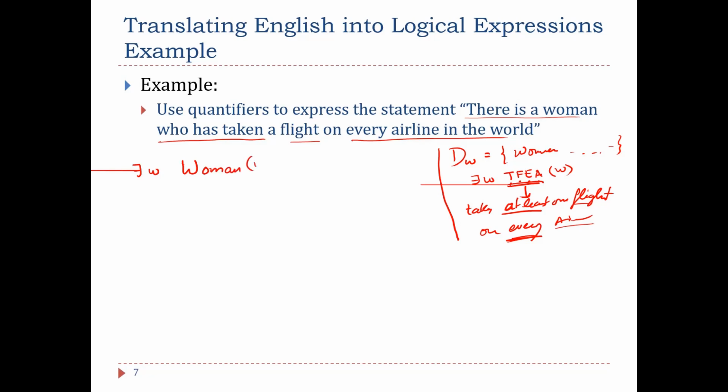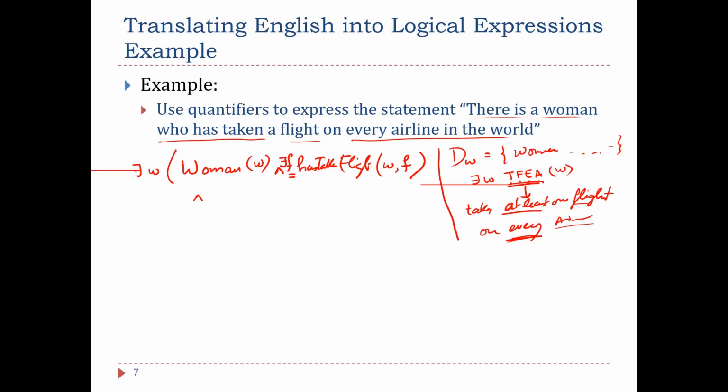So we can imagine that woman of a certain person W is true only when W is a woman, okay? And so there is a woman who has taken a flight, so I can use has taken flight, that woman a flight F. But what about that flight? So there exists a flight F, okay? So I cannot keep a variable here. So there is a woman and there is a flight such that that woman has taken a flight F.